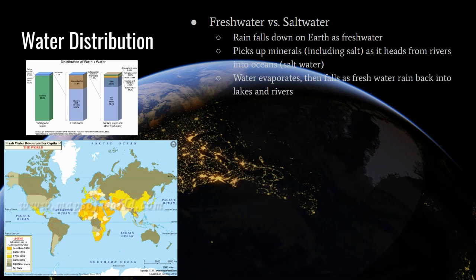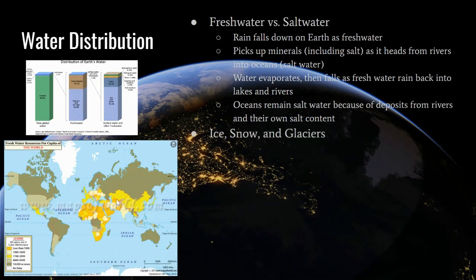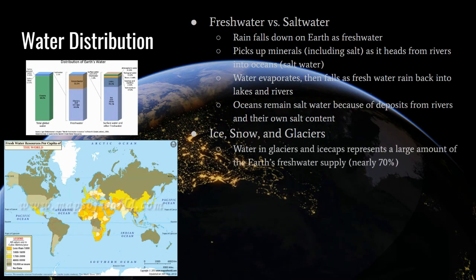That water eventually falls as fresh water rain back into lakes and rivers, which is how lakes and rivers continue to replenish their water supply. Oceans remain saltwater because of the deposits from rivers and because of their own salt content. Right. So again, as those rivers continue to move down and pick up the sediment and things like that, it stays saltwater. So, for example, the Mississippi starts here and it begins to flow down into the Gulf of Mexico.